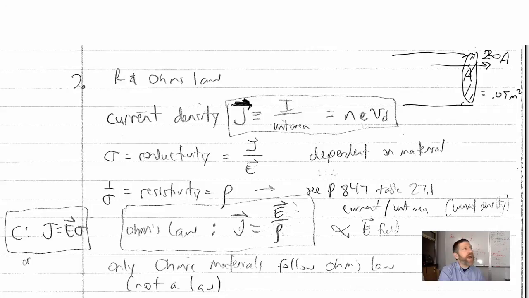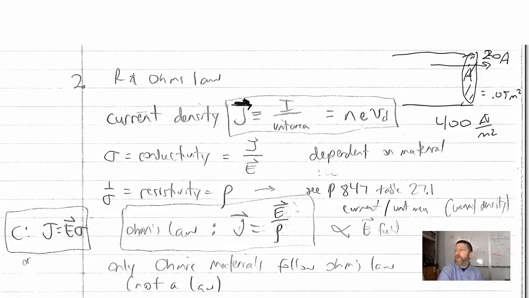20 divided by 0.05. Well, let's see, 20 divided by 5 would be 4. 20 divided by 0.5 would be 40. 400, and the units are amps per square meter. 400 amps per square meter. Did I do that right? Yeah. So that means every square meter of that end point right there has 400 amperes going through it.